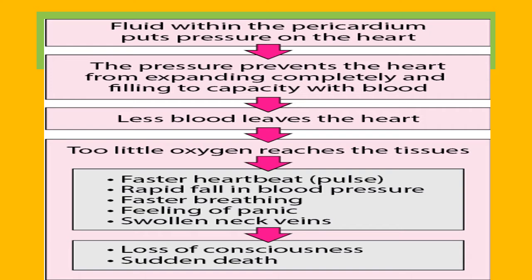Fluid within the pericardium puts pressure on the heart. This pressure prevents the heart from expanding completely and filling to capacity with blood. As a result, the heart fails to expand completely, so a smaller amount of blood leaves the heart, and too little oxygen reaches the tissue.